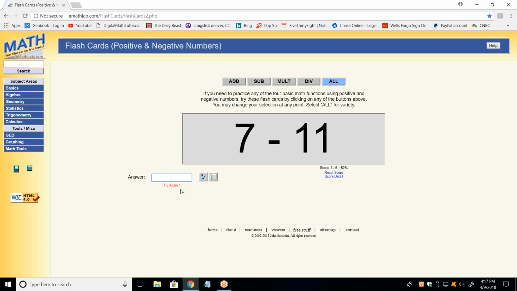Okay. Here's another rule. If you have a bigger number minus a smaller number, your answer is positive. If you have a smaller number subtracting a bigger number, your answer always has to be negative. Okay. So it would be negative 4. Go ahead. It would be 3. Very good.